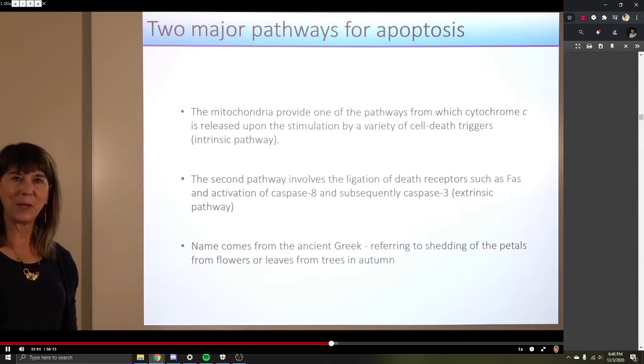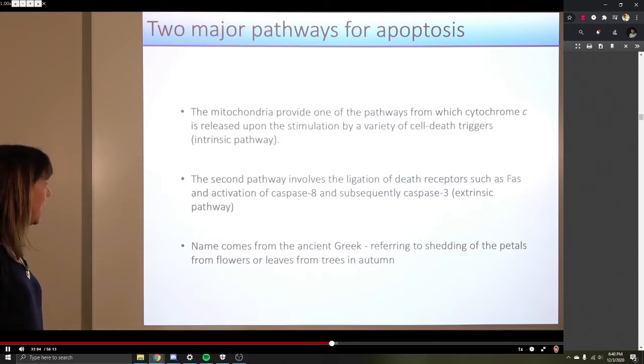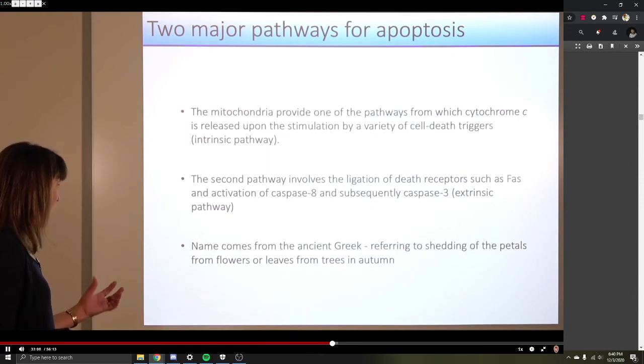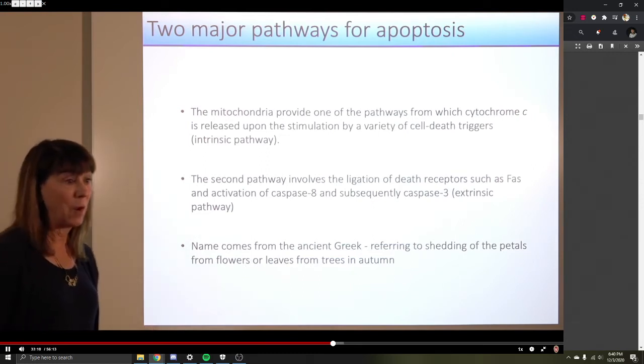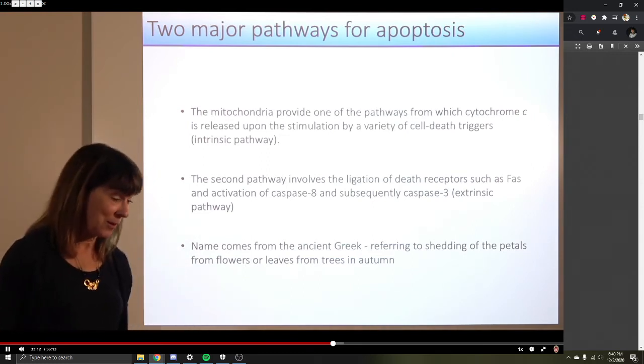Where does apoptosis come from? It comes from the Greek name, which refers to the shedding of petals from flowers or leaves in the autumn, and we've seen a lot of apoptosis this fall.